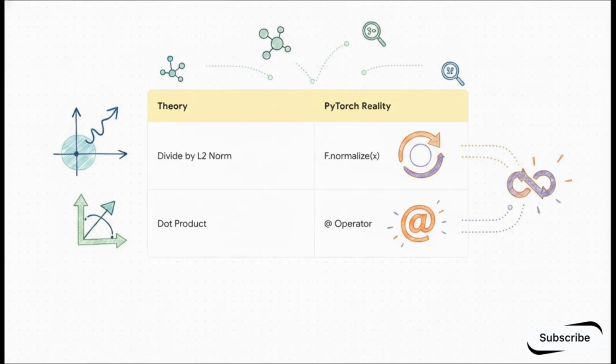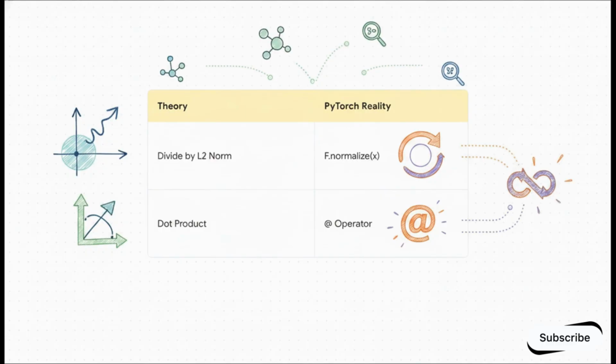Now this is where it gets really cool, especially if you write code. Notice the contrast here between the mathematical theory and the actual PyTorch reality that engineers use. On the left, you've got the formal math, the dot product of two vectors divided by the product of their L2 norms. It looks a bit heavy, right? But look at the code on the right. In production, you don't actually compute that whole fraction at once. You use F.normalize on your inputs first. That handles the entire denominator, snapping everything right to the unit sphere.